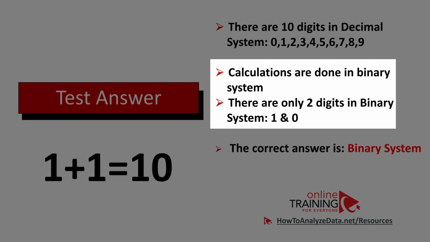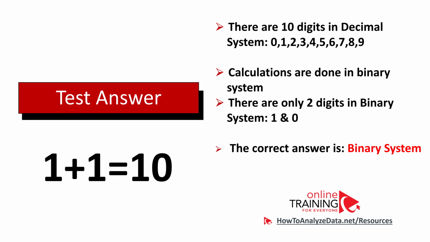So what happens when you do a calculation in the binary system and you add 1 plus 1? What looks like 10 in the decimal system looks like 2 in the binary system. So the correct answer, this calculation is possible because of the binary system. Let me demonstrate this to you.